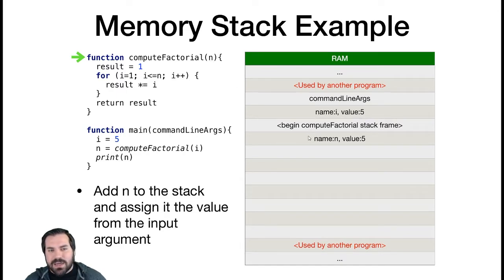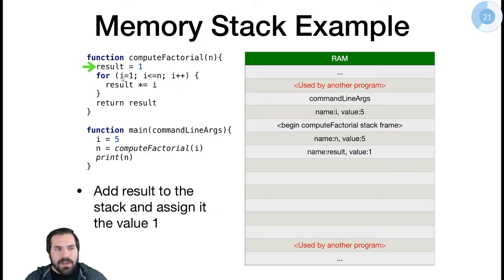That's the first thing that goes on the stack in a new stack frame: the parameters assigned to the arguments. So now that we have n on the stack, in this new stack frame, now we can start computing our method. We create a variable named result, assign it the value 1, and put that on the stack inside this stack frame.